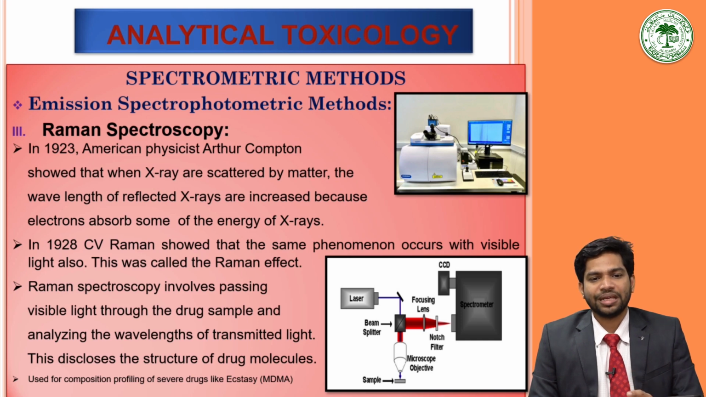Raman spectroscopy involves passing visible light through the drug sample and analyzing the wavelength of the transmitted light. This discloses the structure of the drug molecule. This has been used for knowing the composition or profiling of several drugs like MDMA, ecstasy. So here you can see in the picture, this is a machine in the lab, and in the method, the light is passed through the sample and then it has some emission, and that emission is analyzed in a spectrophotometer, and that is presented and the molecule is identified. This is the basic concept behind Raman spectroscopy.